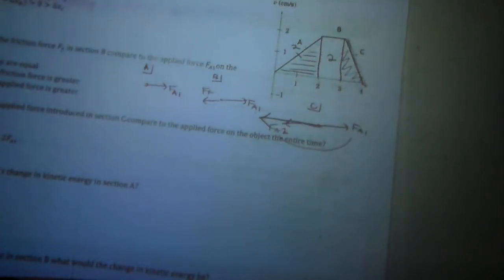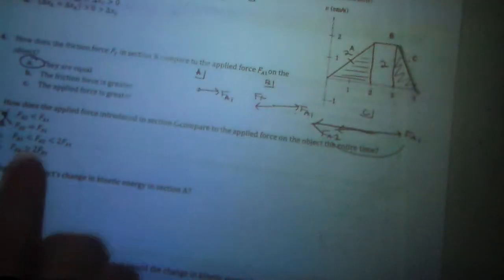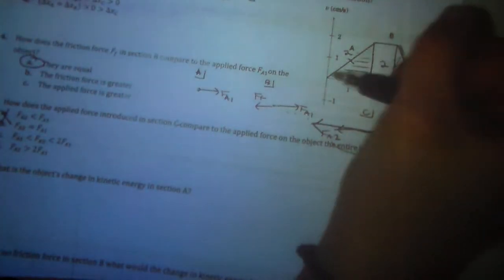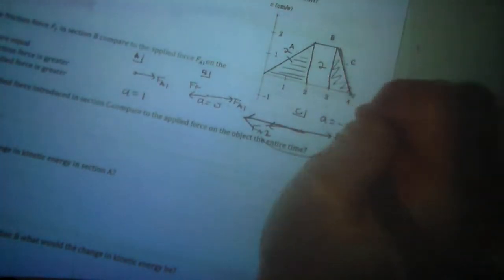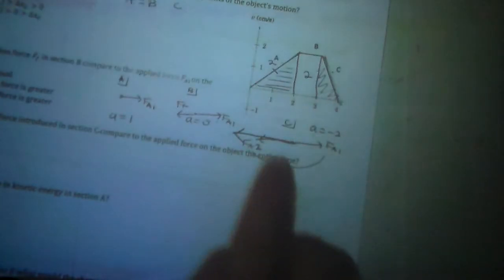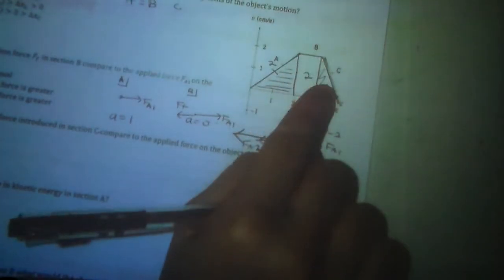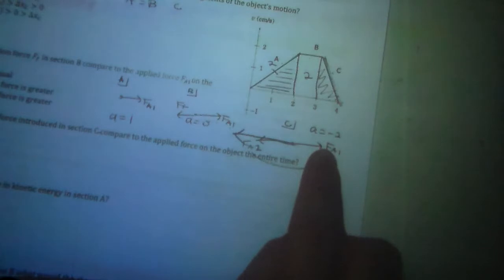Now I just need to figure out how many times greater it is, right? Is it twice as great or not twice as great, basically? So let's look at our original acceleration. This one had an acceleration of 1. This one had no acceleration, which is how we knew it was balanced. This one has an acceleration of -2. So because I know that I'm slowing down, I have negative acceleration, this force is definitely greater.